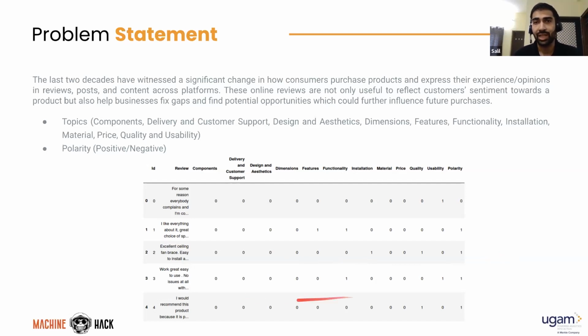If you take, for example, the third review, you'll see that functionality, usability, and polarity all three of them have one, which means that there can be multiple target variables for the same review which have a flag of one. This makes the problem solvable by two approaches. Either you can solve it using individual binary classifications, like using 12 models, or you can frame this problem as a multi-label classification problem.